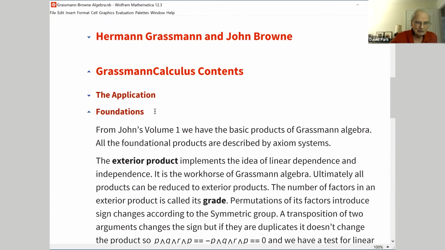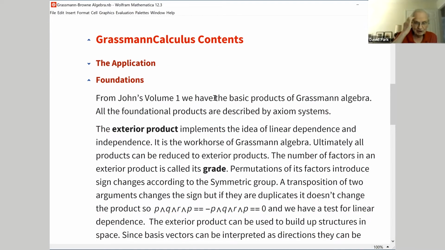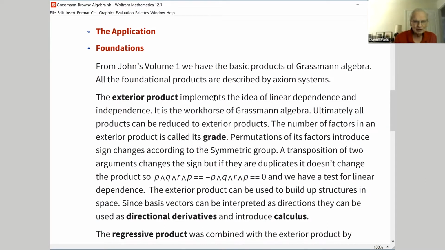So now we'll look at what's in his books. What's in his book is in the application, but there's additional things in the application. From John's volume 1, we have the basic products of Grassmann algebra. All the foundational products are described by axiom systems.